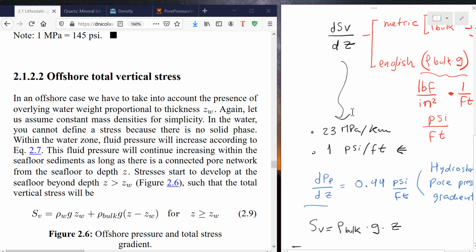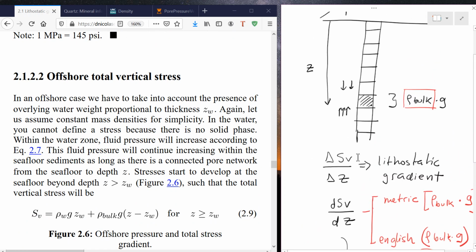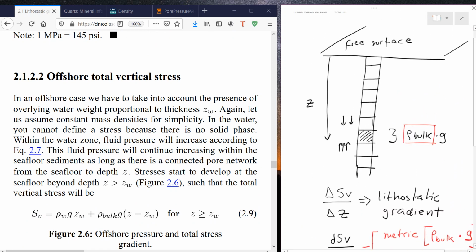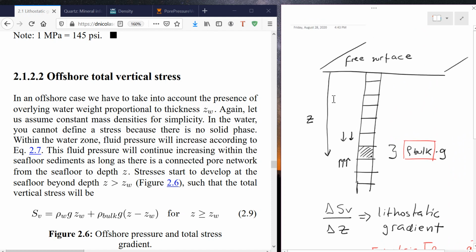In offshore conditions, even though the rock is made out of the same material, I'm going to have a column of water on top of the ground surface, or the sea bottom. So in that case, I'm not going to be able to assume that the density of everything on top of my point is the same, because the density of the water is not going to be the same as the density of the rock.